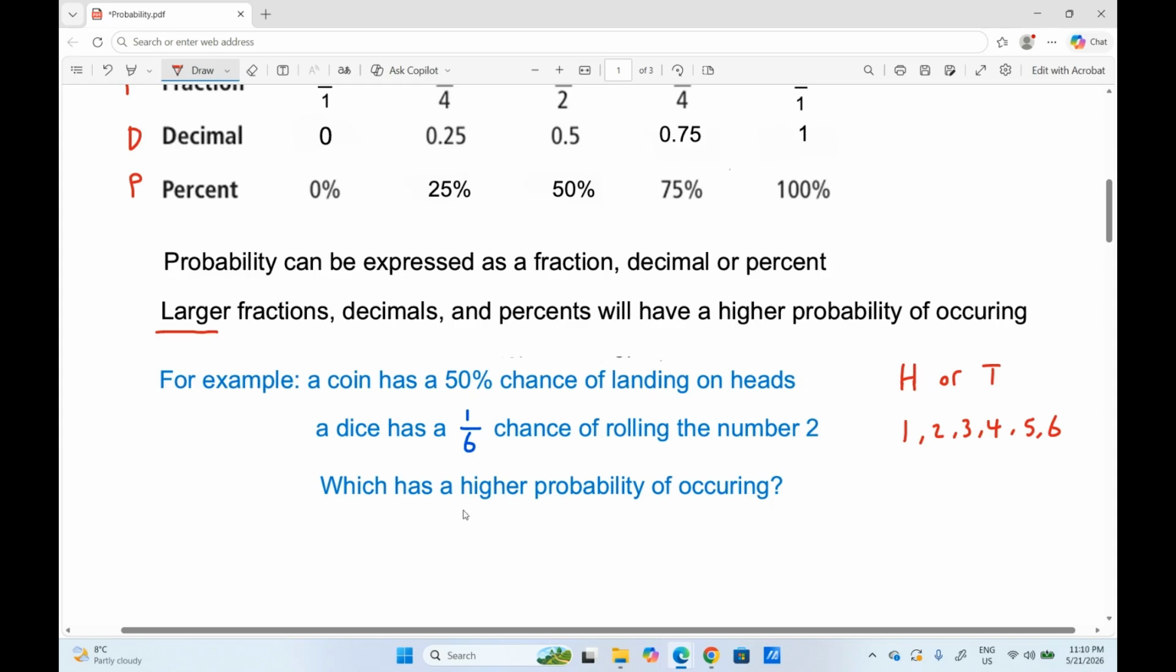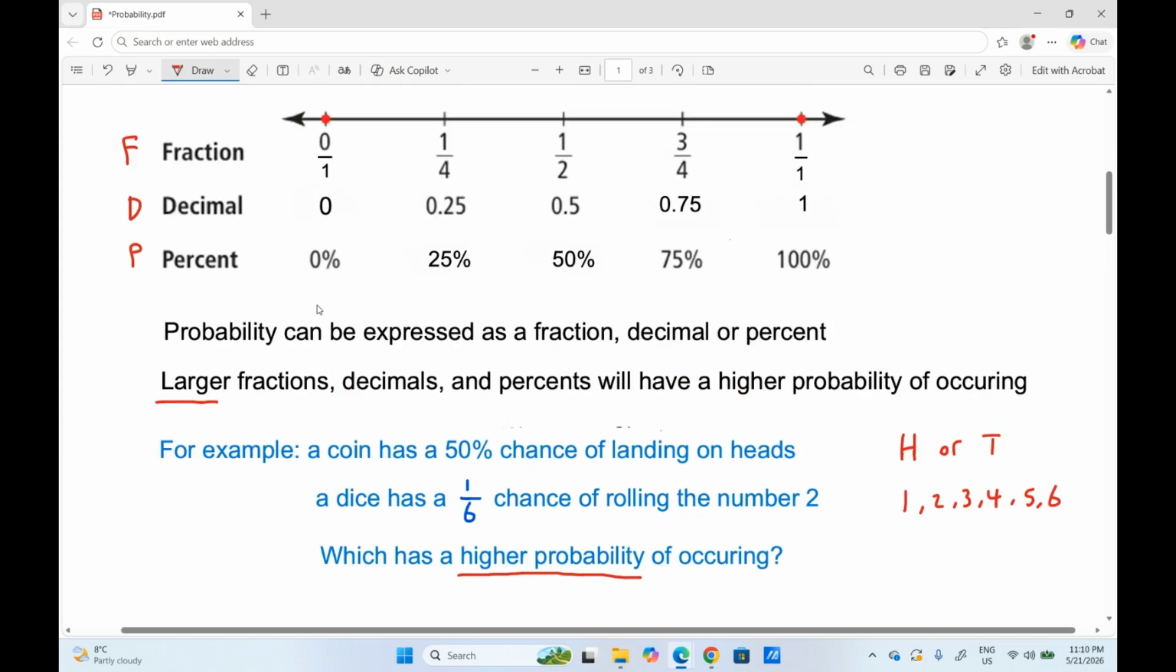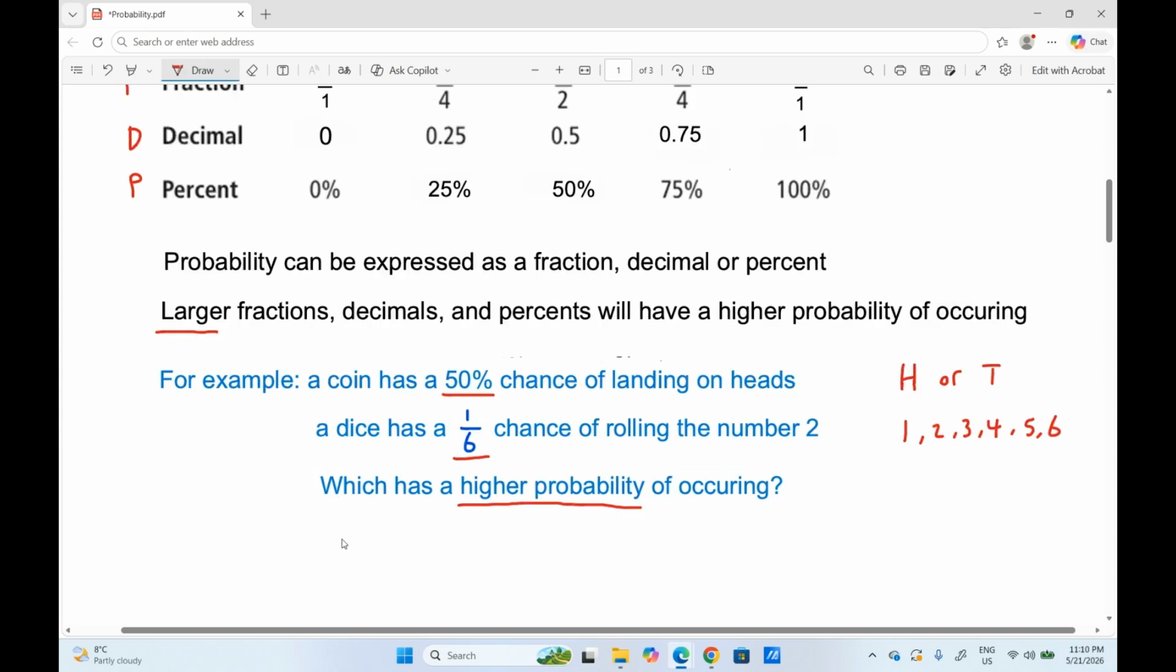Now, which has a higher probability? To compare them, we can either change both of these to a percent, change both of them to a decimal, or change both of them to a fraction, and the higher value would have the higher probability. Since my coin is already a percent, and I feel like percents are pretty straightforward to compare, I'm just going to keep it as a percent and change the fraction for the chance of the dice into a percent. So 50%, that's fine.